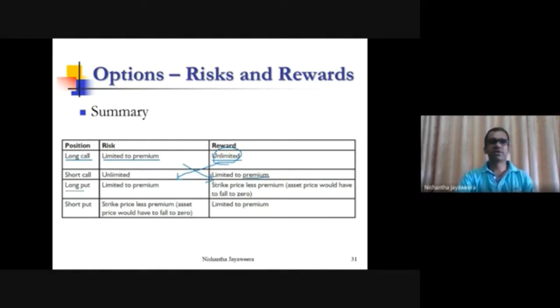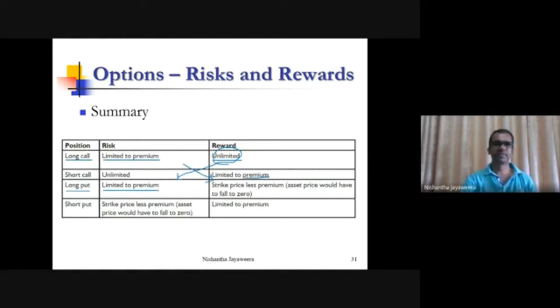Same thing in a long put option. When you buy the put option, your risk is limited to the premium. So you can see, whether you buy a call or a put, irrespective of whether it's a put or a call, if you buy the option, your maximum risk is losing the premium. You don't lose anything more than the premium.